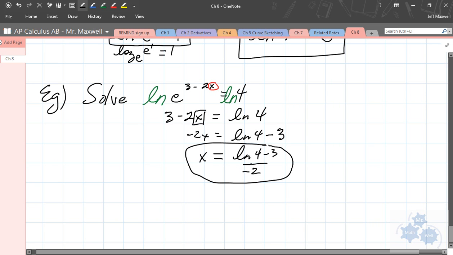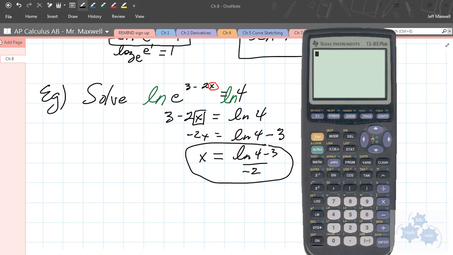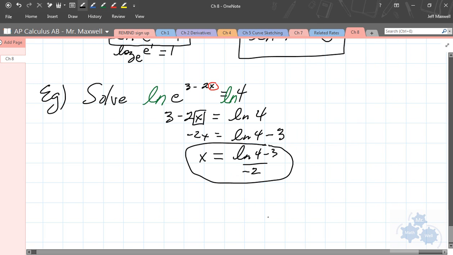Dividing by negative 2, thank you. For these questions, no, you don't have to simplify it more. If it asks you for a decimal, then you do. Just plug it into your calculator, which does have a ln button. So natural logarithm of 4 equals 1.3862. And thank you for the negative there.